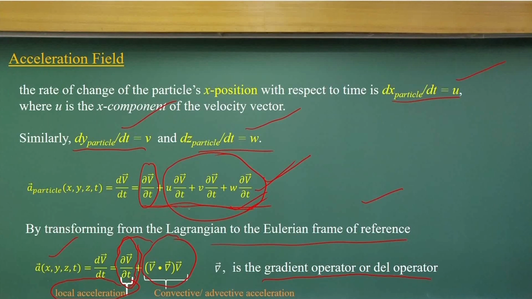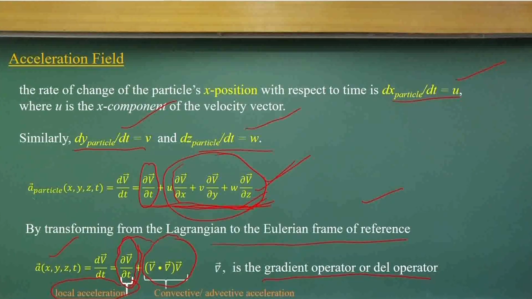But this component, if you look at it, is called the convective or advective acceleration, because the particles have different velocity gradients. Since they have different velocity gradients, let us look at this component of acceleration; in the Eulerian and Lagrangian frames, it will be the same. This is what is called the local acceleration: the velocity changes with respect to time only.